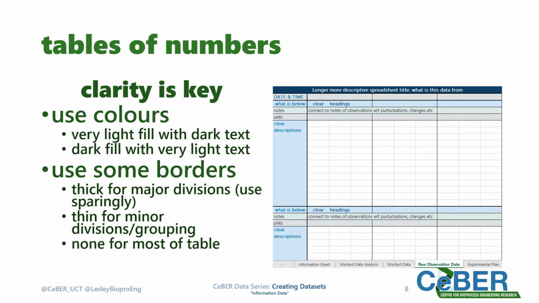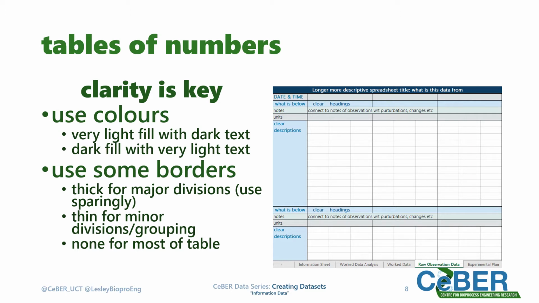Use colors to make it clear whether this is a heading or whether this is normal data, whether this is a calculated piece of data or one of your fundamental readings. Use colors, very light colors with very dark text, or very dark colors with very light text. Always make the contrast between the fill and the text very, very stark.